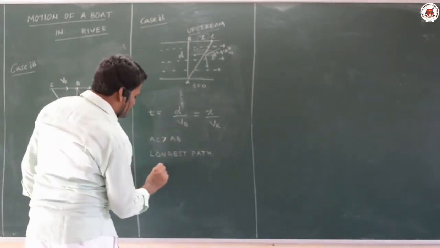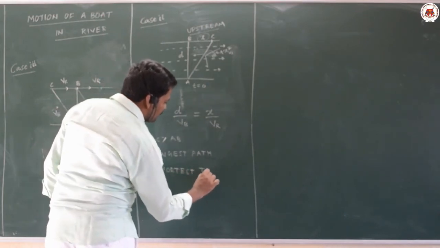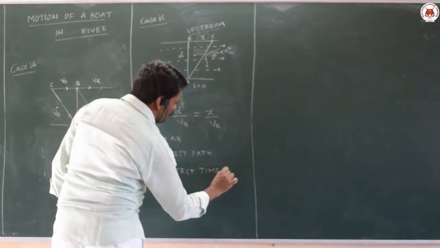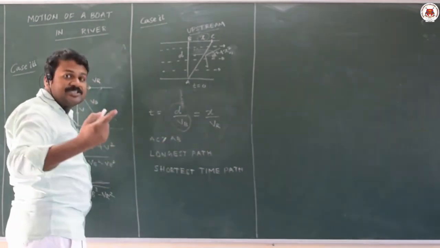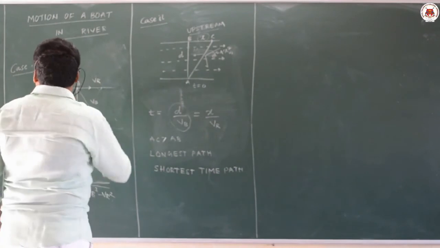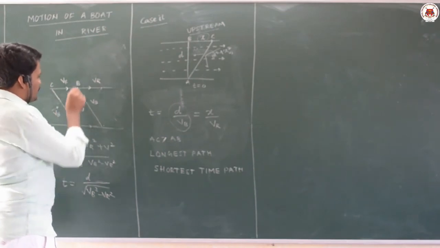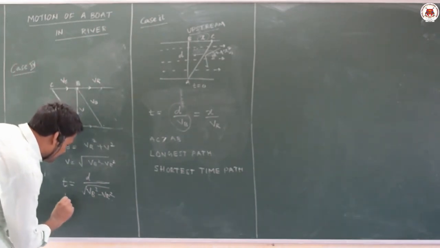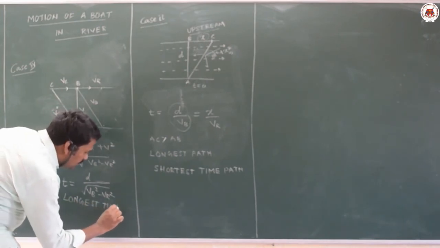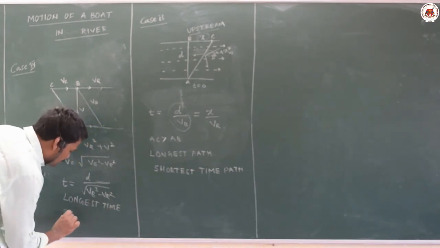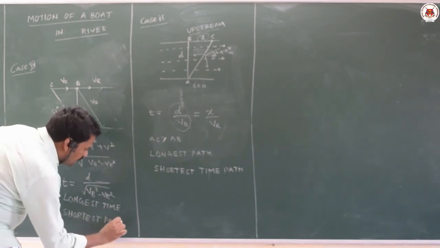So this is called the shortest time path. This case is called the shortest time case, where you are getting D by VB. Previous case was case 3. Case 4 is shortest displacement, because you are heading towards AC, but you are reaching along AB. So this is the longest time and shortest displacement, the shortest path or shortest displacement path. Okay, this is the condition.